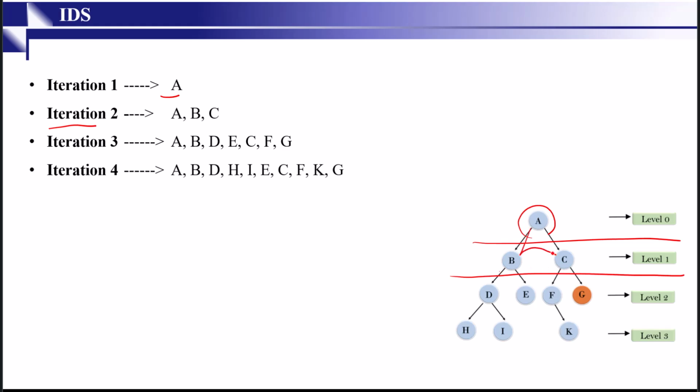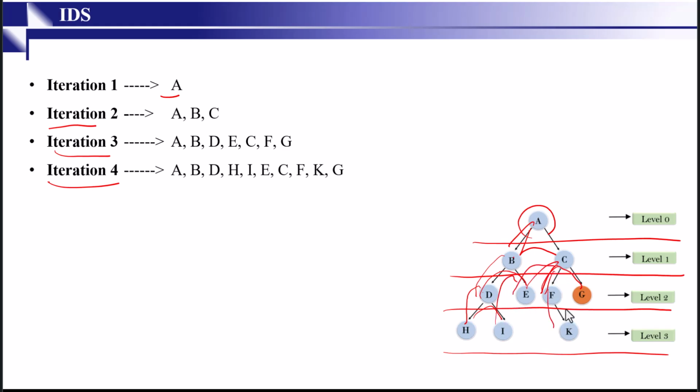A, B, and C. In the third iteration, with the depth limit of 2, the search goes deeper. Now we visit A, B, then D, then E, then C, then F, and finally G. In the fourth iteration, with the depth limit of 3, we go deeper and we will visit A, B, then D, then H, then I, then E, then C, then F, then K, and finally G.